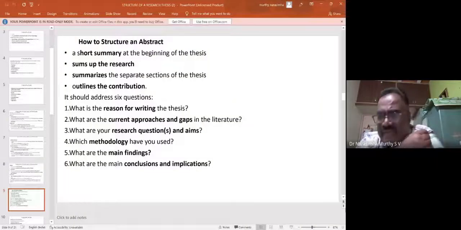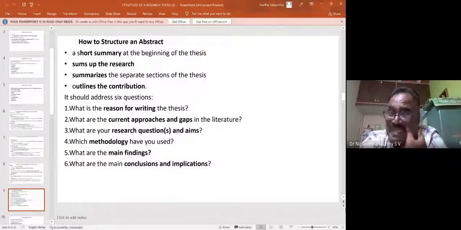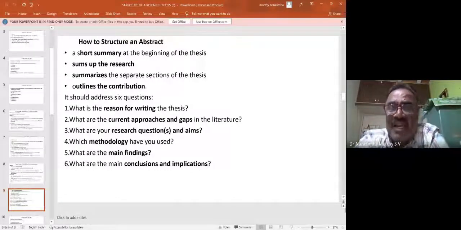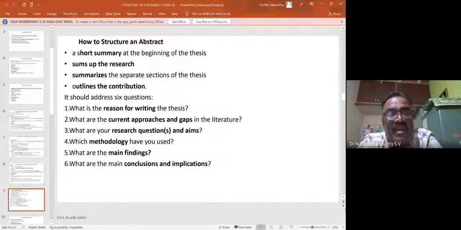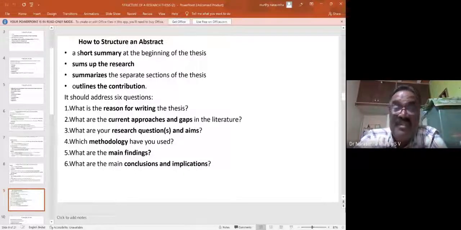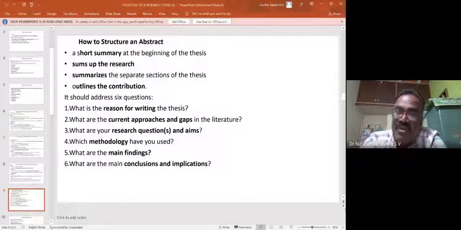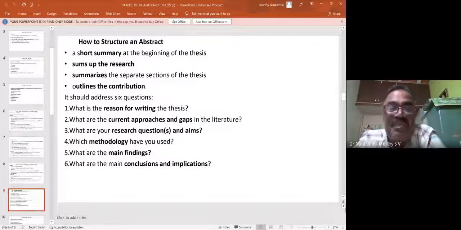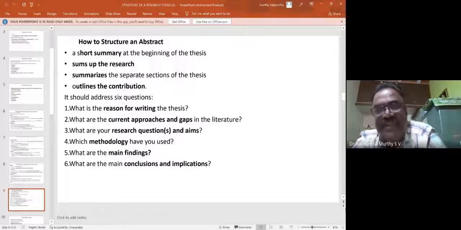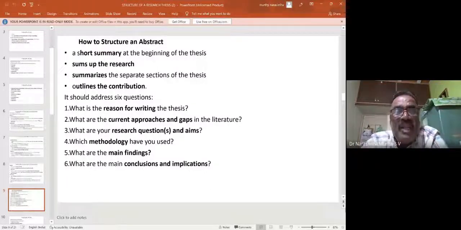I have told you what an abstract is. We have discussed, we have seen, and I'll again give you. It's a short summary. It sums up the research, summarizes, outlines the contribution. These are the things that an abstract should speak of. Now, when you plan and write an abstract, you should be able to highlight or bring out these things.